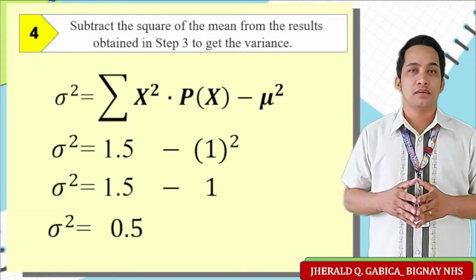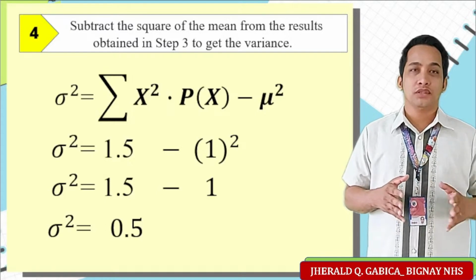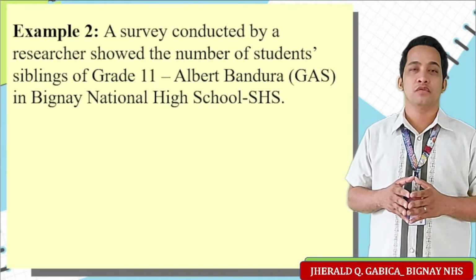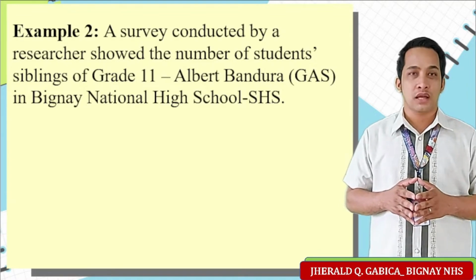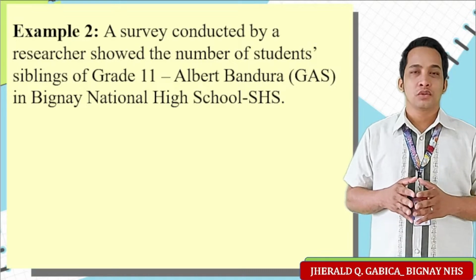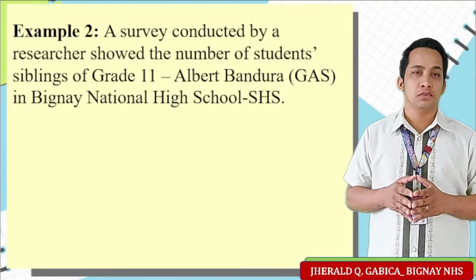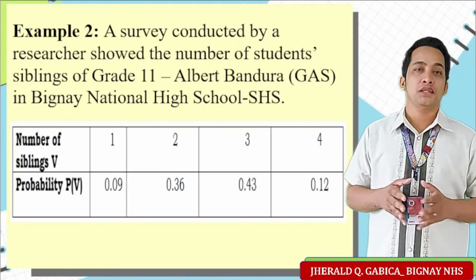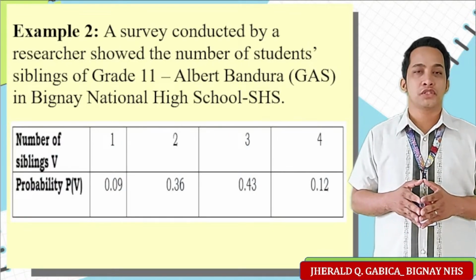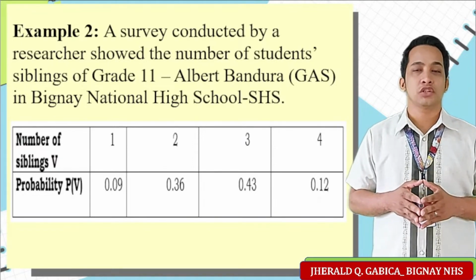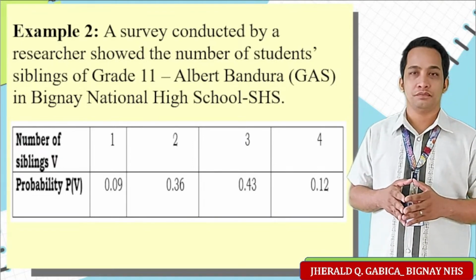For our second example, a survey conducted by our researchers showed the number of siblings of grade 11 Albert Bandura students in Bignay National High School, Senior High School. So the table that we have is the number of siblings 1, 2, 3, and 4, and the probabilities P of v of 0.09, 0.36, 0.43, and 0.12 respectively.